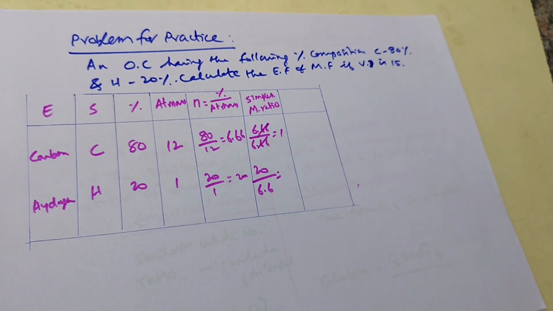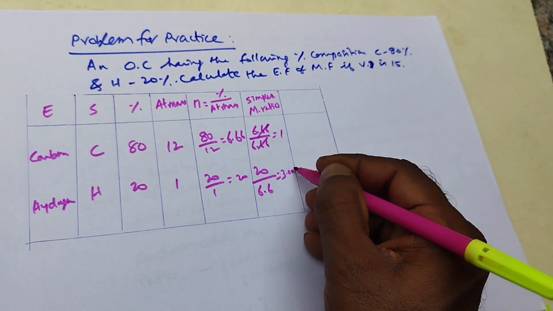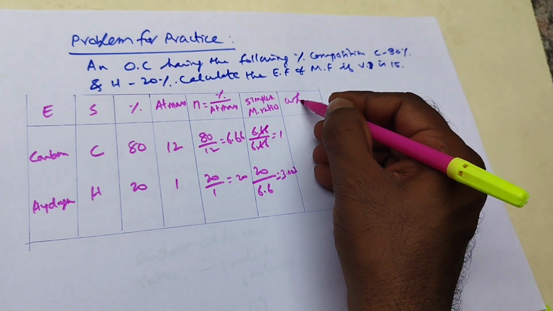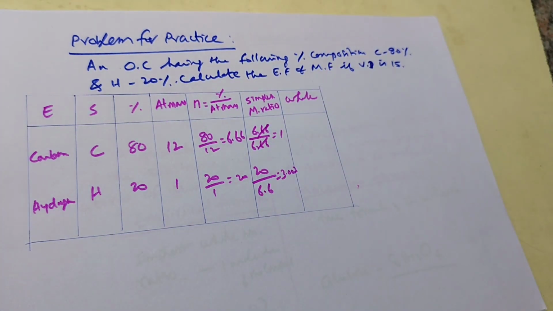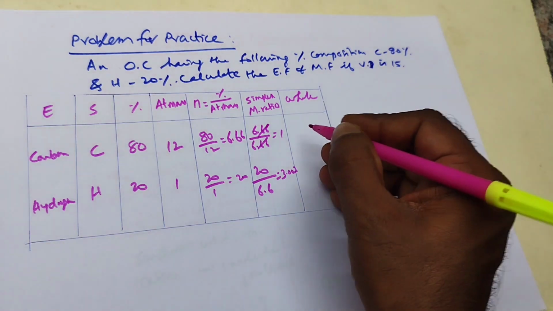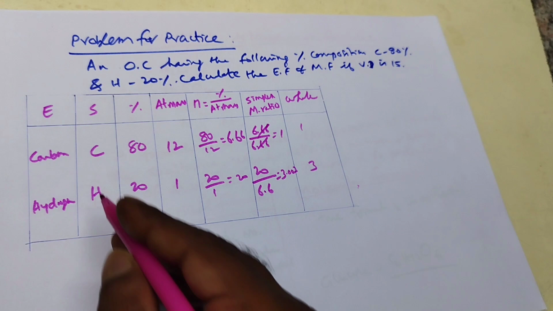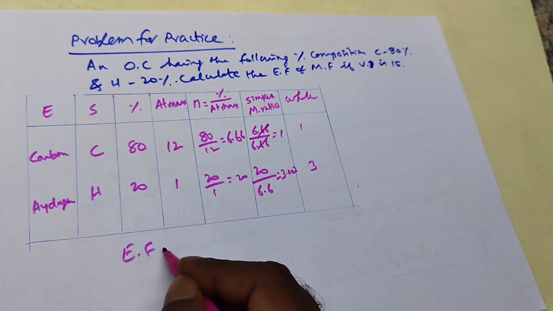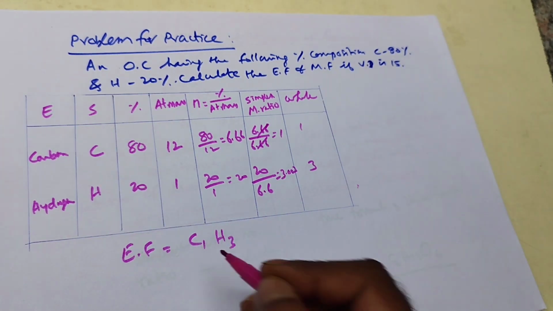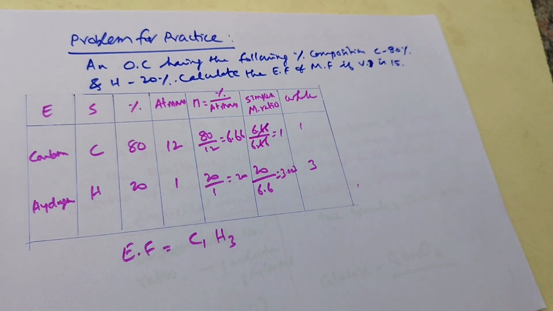How will it come? It is 3.0, rounded to a whole number ratio. It is 1 and 3. So you want to write the elements: the empirical formula is carbon C1, hydrogen 3. This is the way of finding the empirical formula.